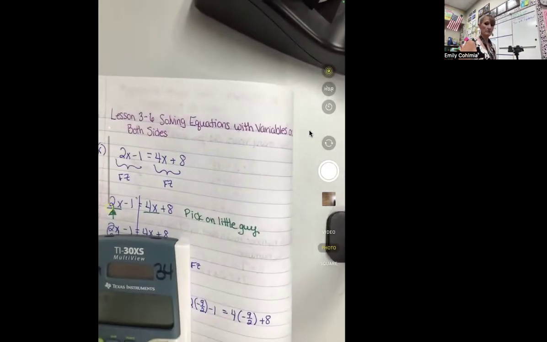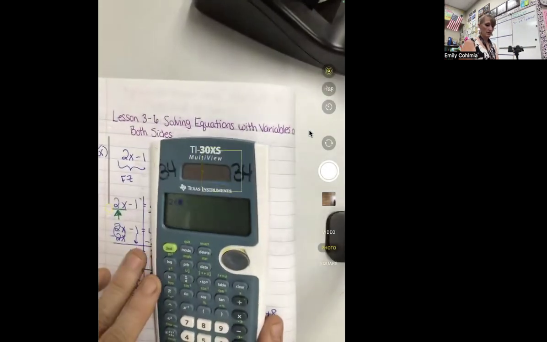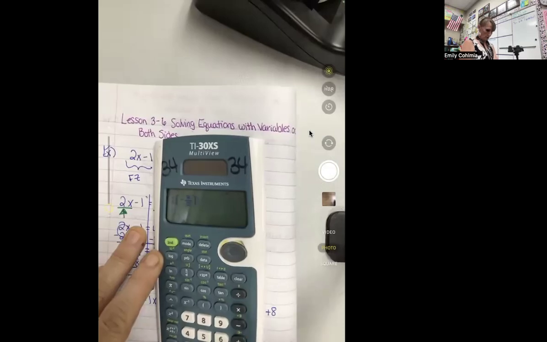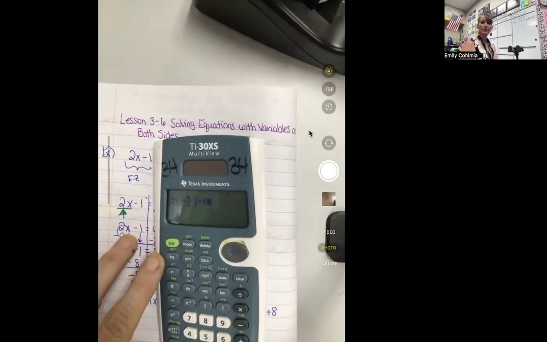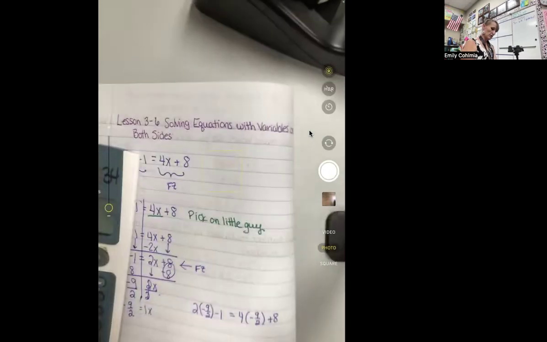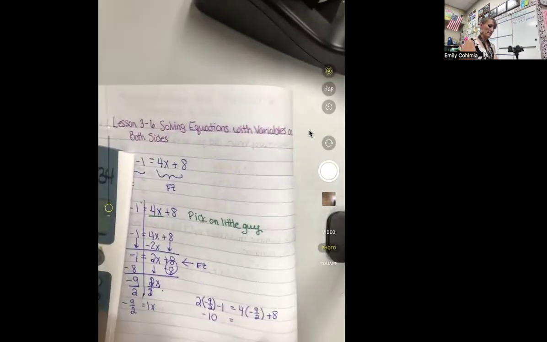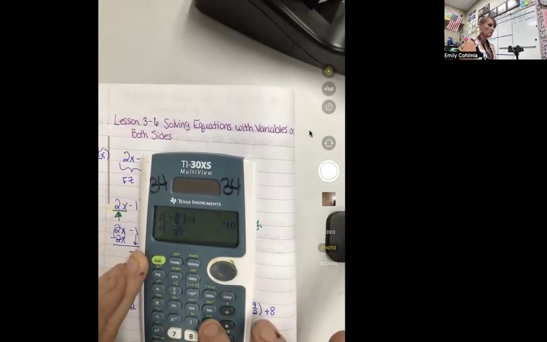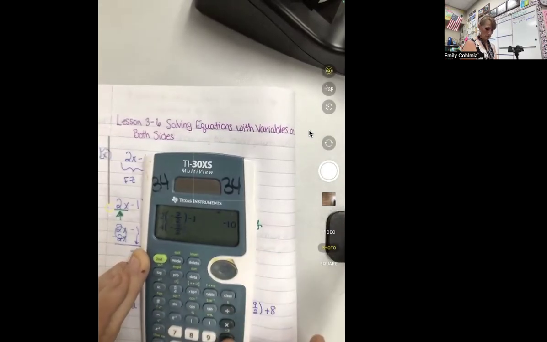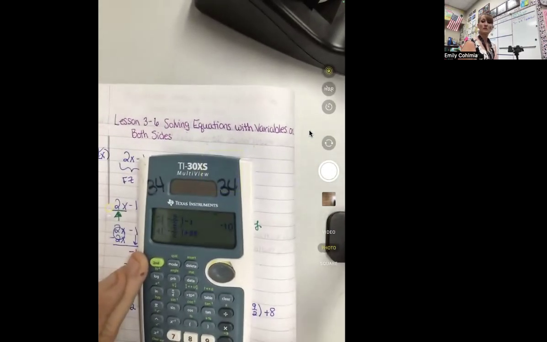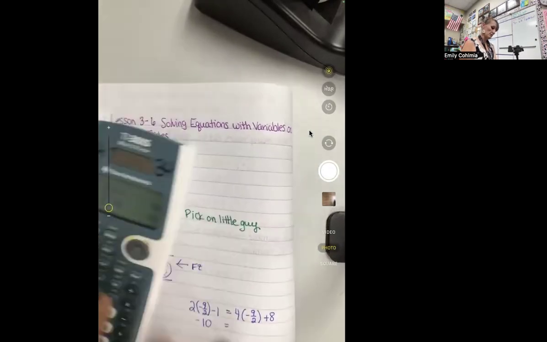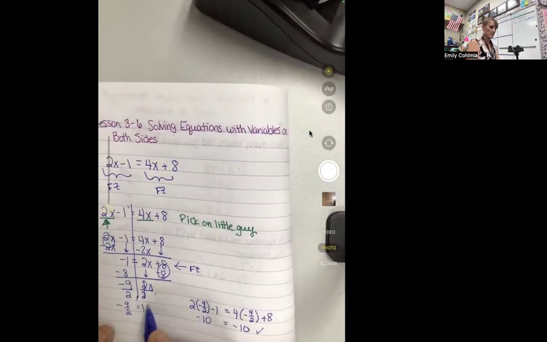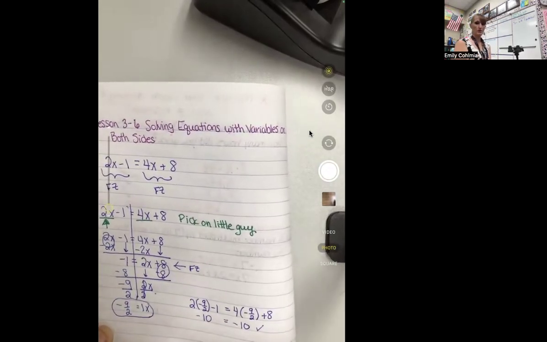So 2 times, get it where you guys can see it, 2 times negative 9 over 2 minus 1 gives us negative 10. So this side equals negative 10. And let's try the other side. So 4 times negative 9 over 2 plus 8 also equals negative 10. So our equation is balanced. It worked. And so we know that this is the correct answer.